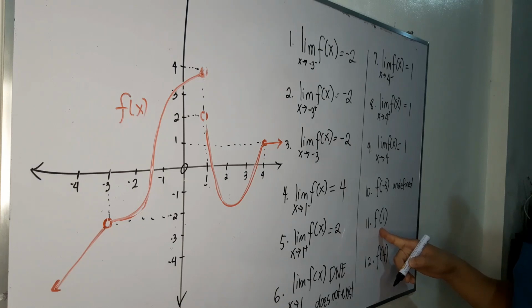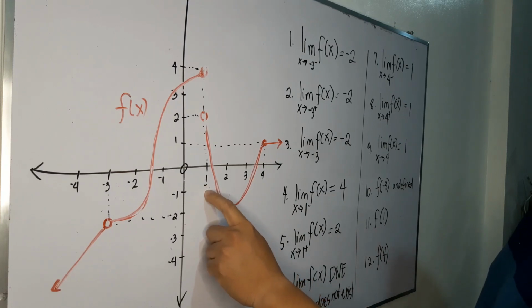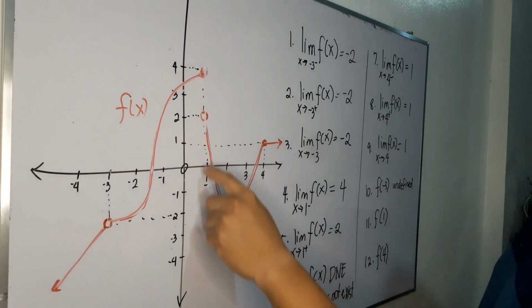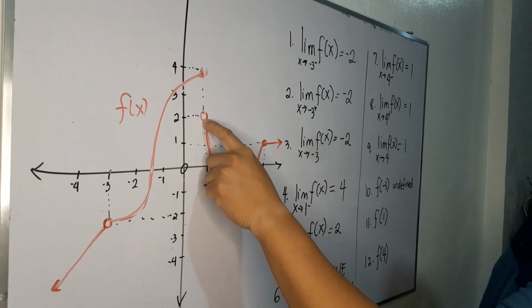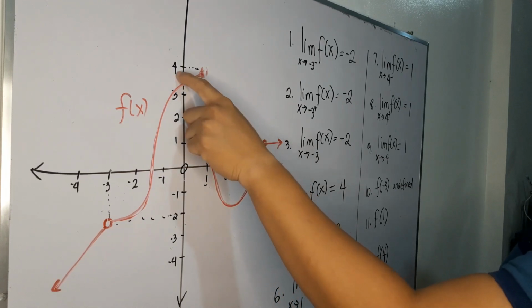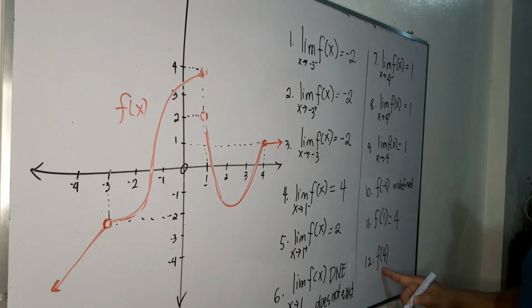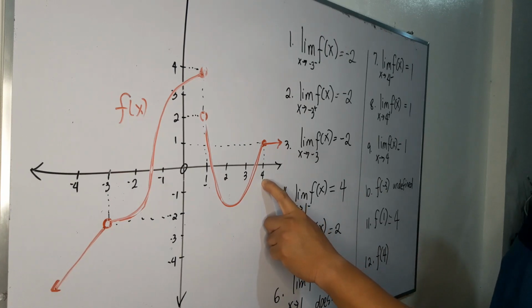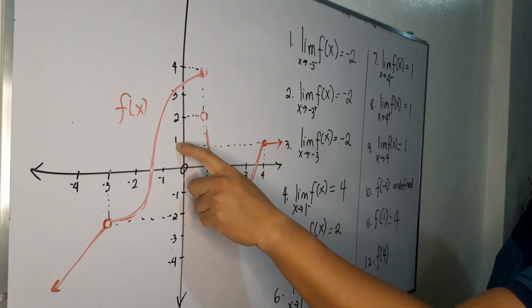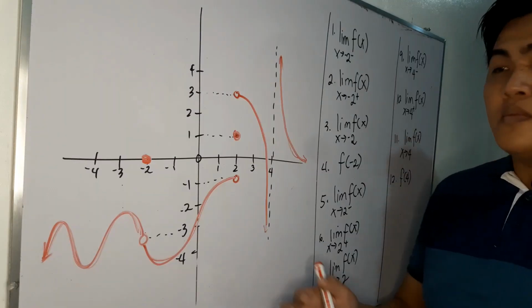How about f of 1? F of 1 is the y value when x is 1. So when x is 1 here, we need to look at the y value. It's not this one because this is a hollow circle. So it is this one, a solid circle. So y is 4 when x is 1. F of 4, the y value when x is 4. So when x is 4, y is here. So y is positive 1.